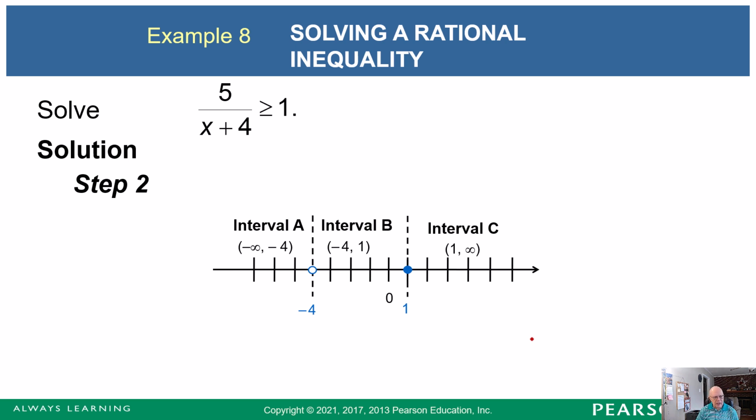So we've just split the number line into 3 sections again. Negative infinity up to negative 4, negative 4 to 1, and then 1 to infinity. Now, what are you going to do? Well, you're going to use a test point.